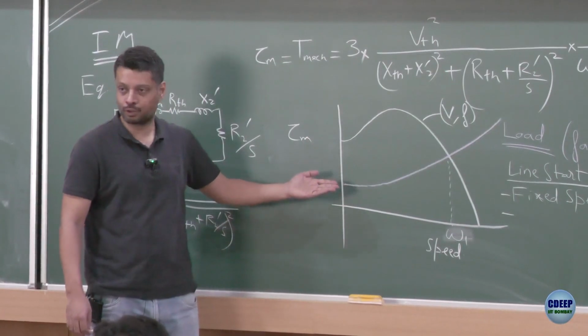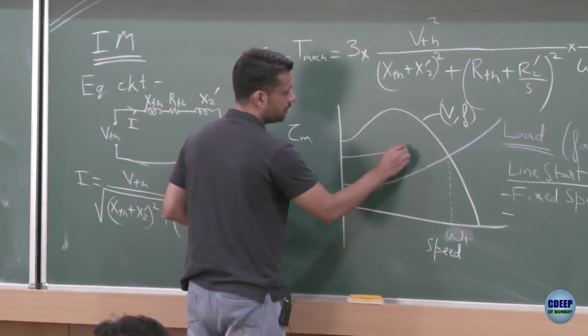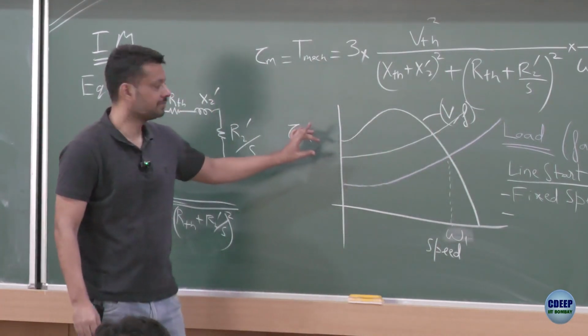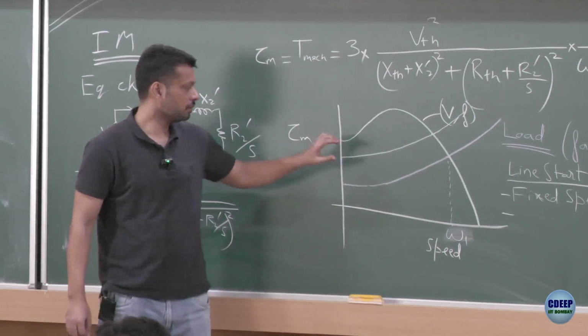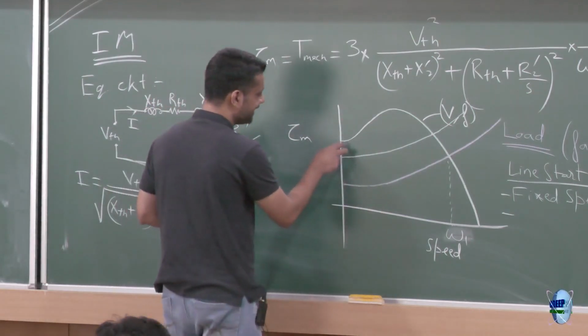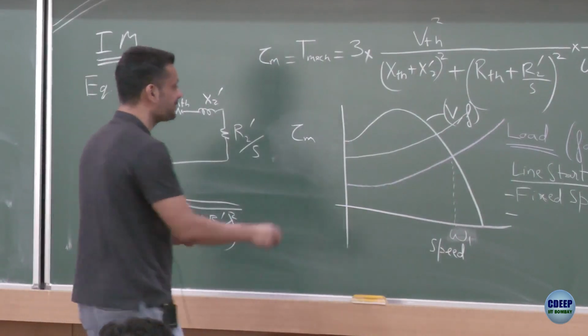In this case it looks okay. If I would have drawn the torque speed characteristics to be like this, right, you can see this gap would be even smaller. If it's a fan, it would accelerate.